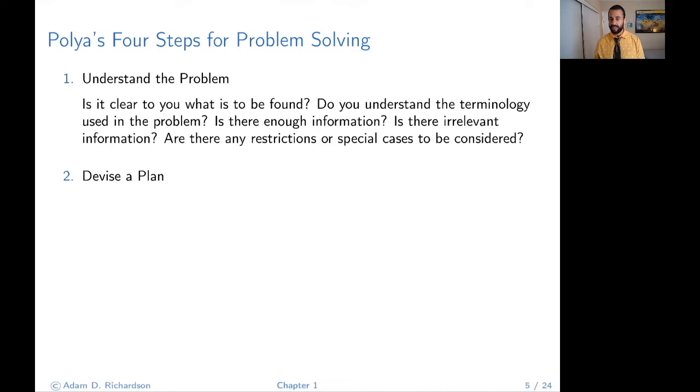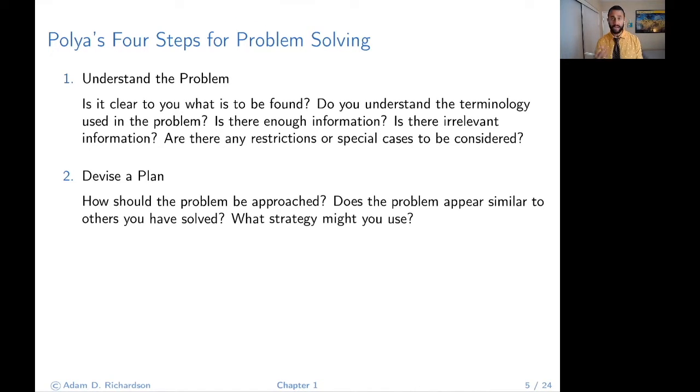Second, you have to devise a plan. Essentially, come up with a strategy that you're going to use. How should the problem be approached? Does it appear similar to others that you've solved? Maybe those techniques would help here. What strategy could you use? So you devise a plan, and then once you have it, you carry out the plan. That's step 3, carry out the plan.